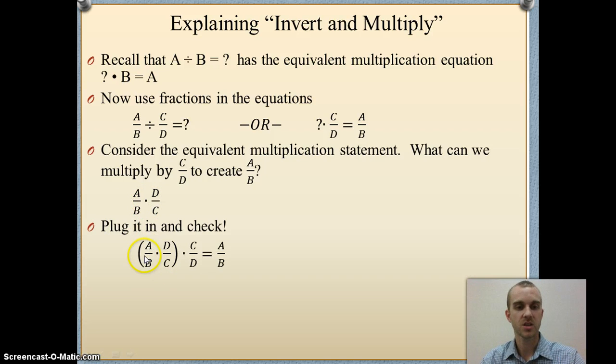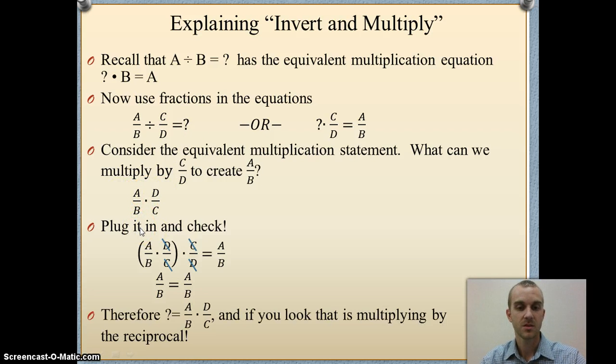So I'm going to plug this in for the question mark, and what I can notice is because all three of these are multiplication, I can just multiply across and simplify, or I can also see that things cancel. My two d's would cancel, my two c's cancel. That leaves me with a over b equals a over b. And what this tells me then is that when I have a over b divided by c over d, that question mark that it's going to equal is the multiplying by the reciprocal. And that's why we know multiplying by the reciprocal works.